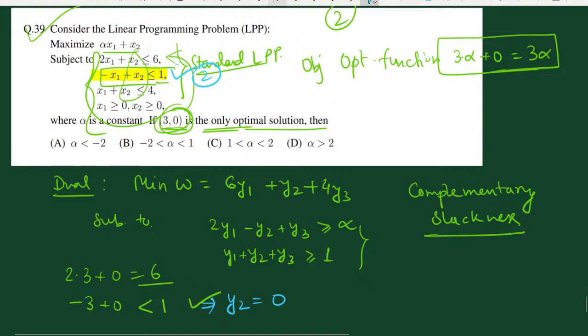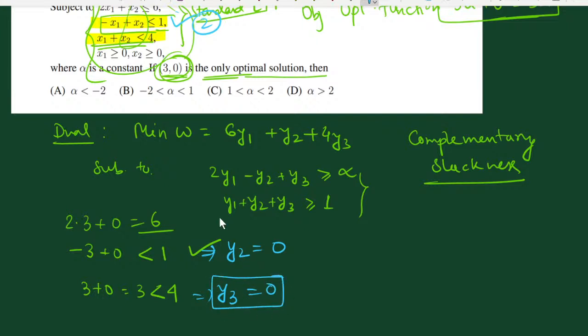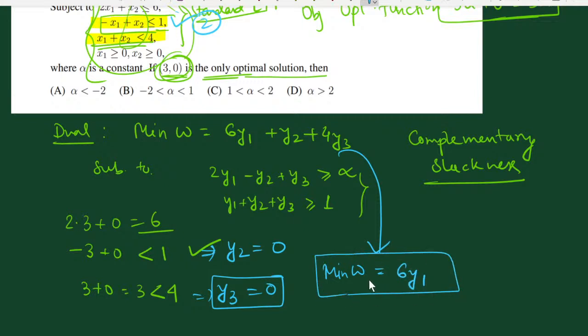Now we put the values (3, 0) into the third constraint. 3 plus 0 is equal to 3, which is strictly less than 4. So this also follows the strict inequality. This implies the third dual variable, y3, is also 0. So the objective function of the dual reduces to minimum of w equal to 6y1 only. This is the value of the objective function of the corresponding dual problem.